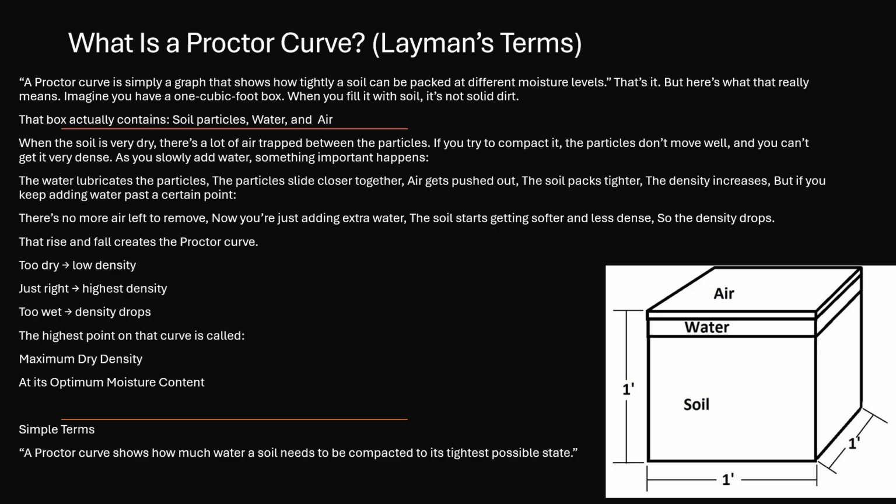As we add water, the particles become lubricated. They slide closer together. Air is pushed out. The soil packs tighter and density increases. But if we keep adding water past a certain point, there's no more air left to remove. Now we're just adding excess water and the density starts to drop. That rise and fall creates the proctor curve. Too dry, low density. Just right, maximum density. Too wet, density drops. The peak of that curve is called the maximum dry density, and the moisture at that point is the optimum moisture content.